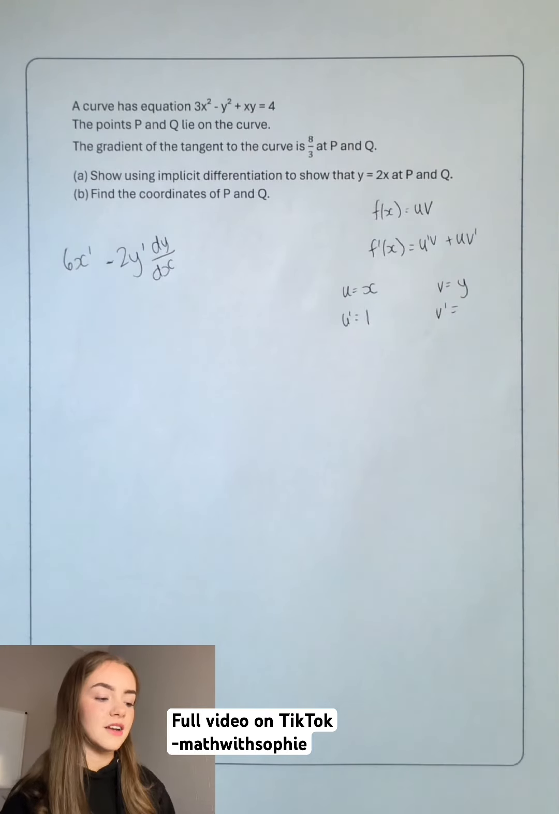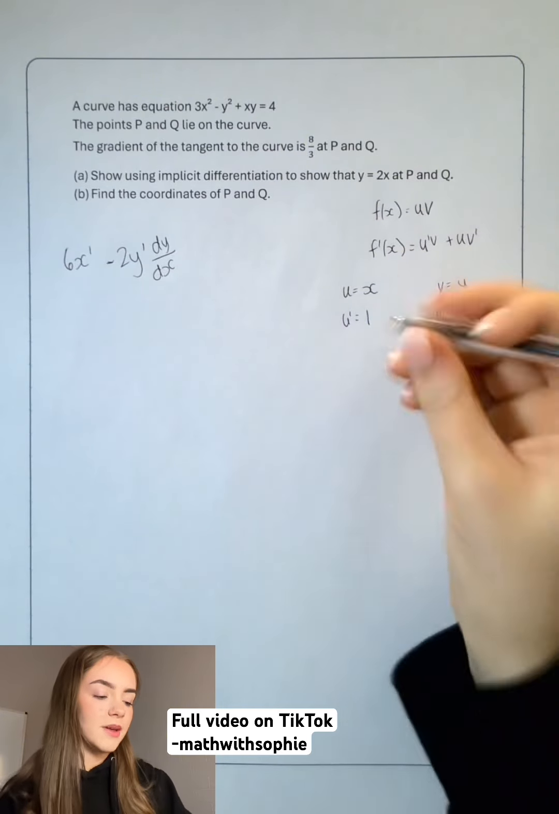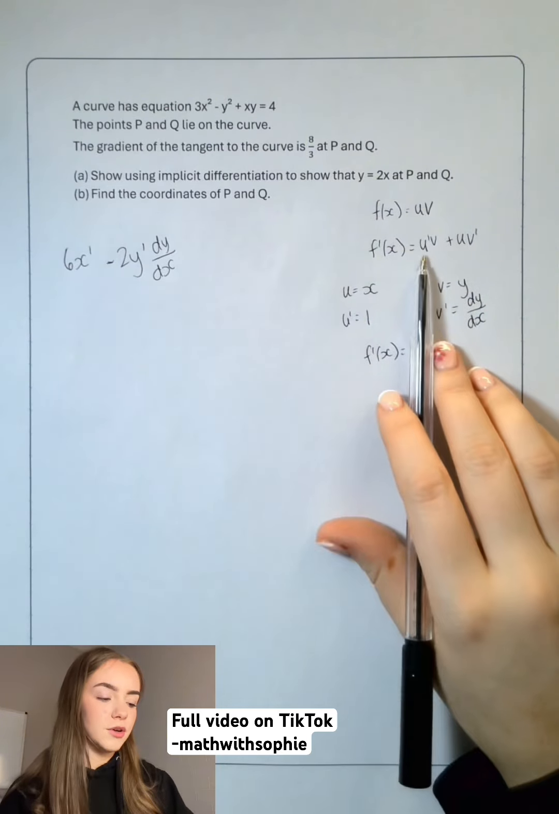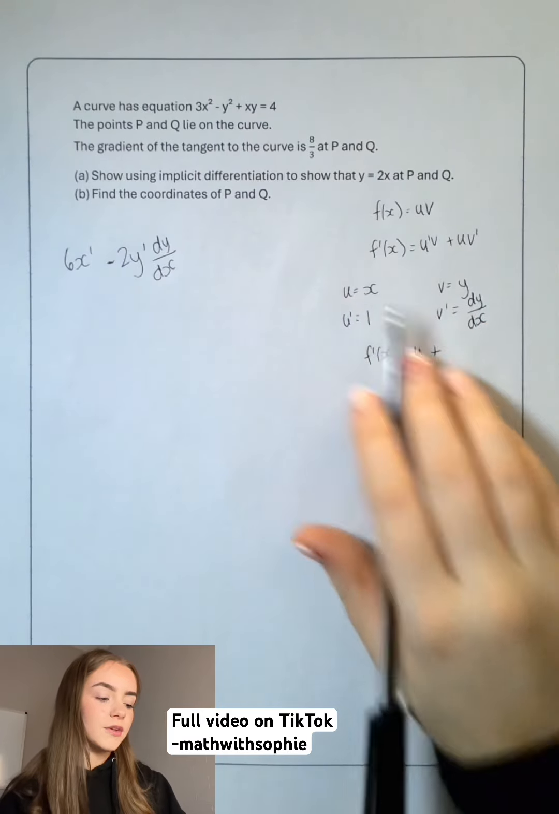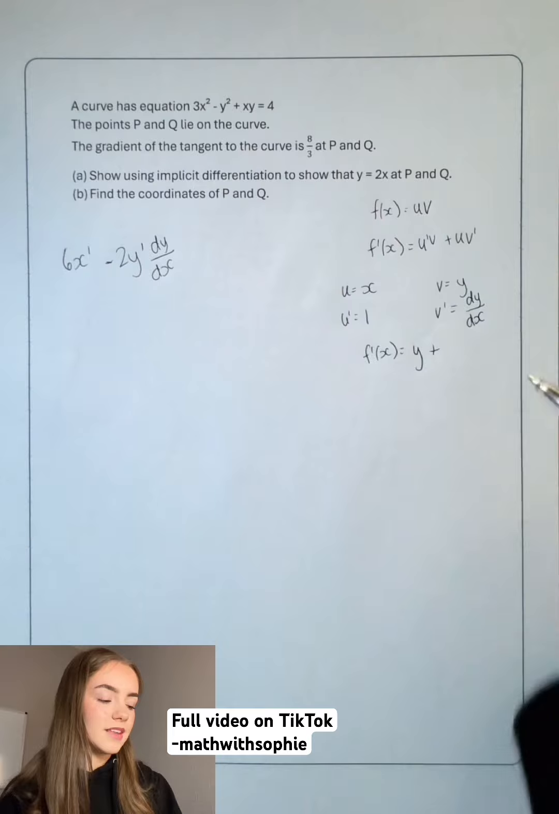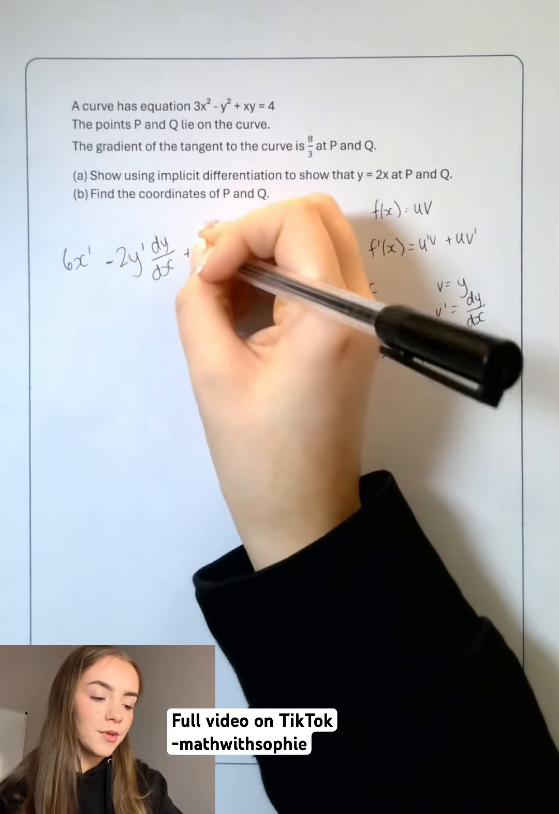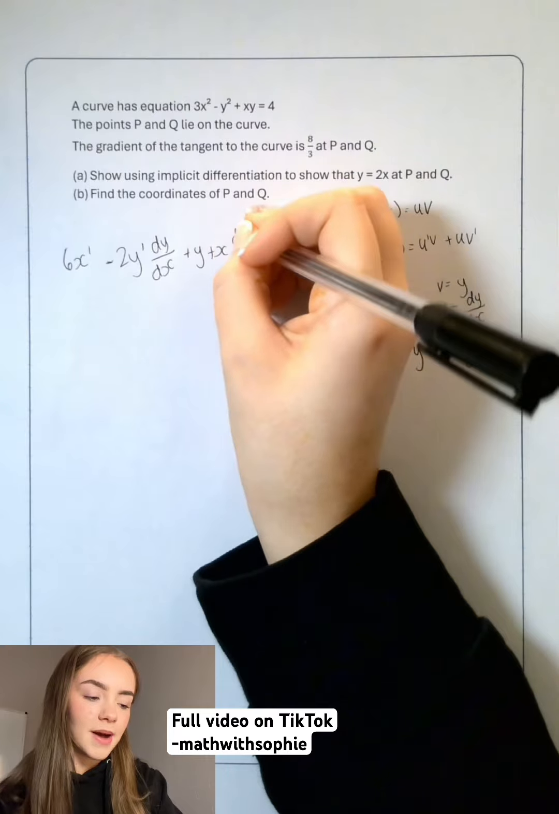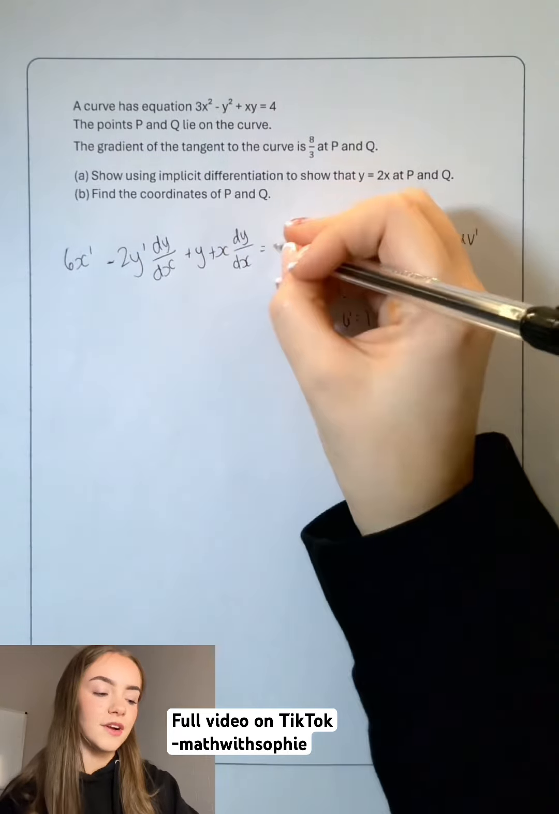To find v dash, let's differentiate y. If we're differentiating with respect to x, this will differentiate to dy by dx, which means our gradient function will be equal to u dash times v, which is 1 times y, plus u times v dash, well, x times dy by dx will just be x dy by dx. So our next terms will be plus y plus x dy by dx. And this is equal to, when we differentiate 4, this will just differentiate to 0.